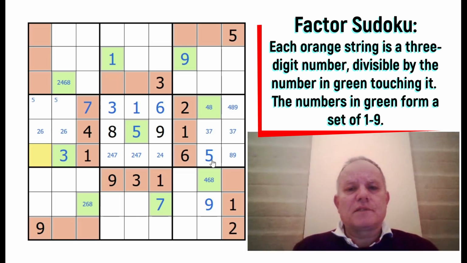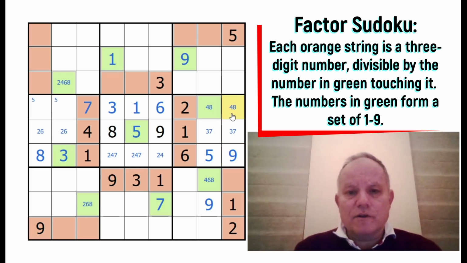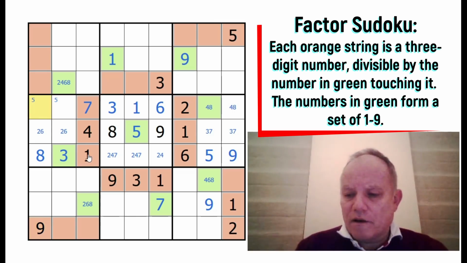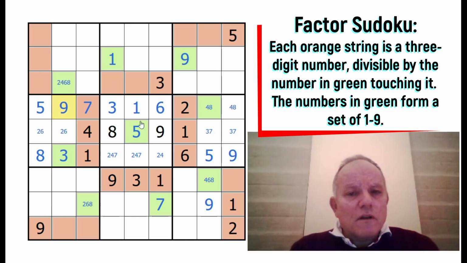3, 1, 2, 4, 7, 6, 5 all gone in the row. 9 in the column. That's 8, that's 9. So we can get that 9 resolved. We've got a 4, 8 pair there. That means this is a 5, 9 pair. And in fact, we can work out which way around they are from the 9 at the bottom again. Great. So we've got a lot of the middle rows done there. That's quite nice.